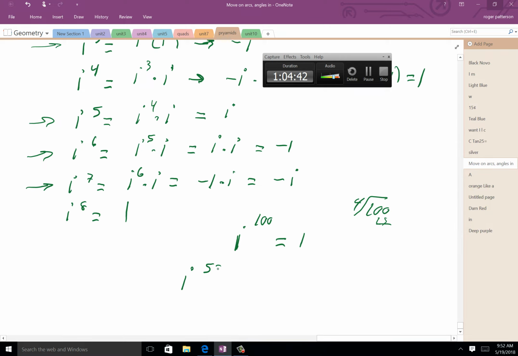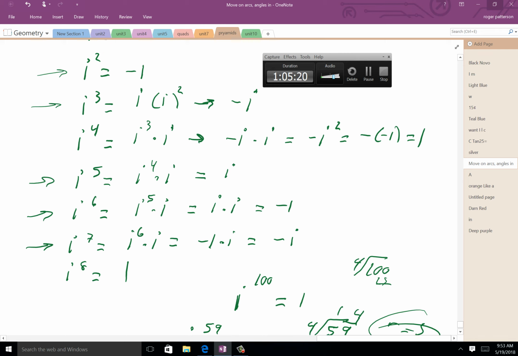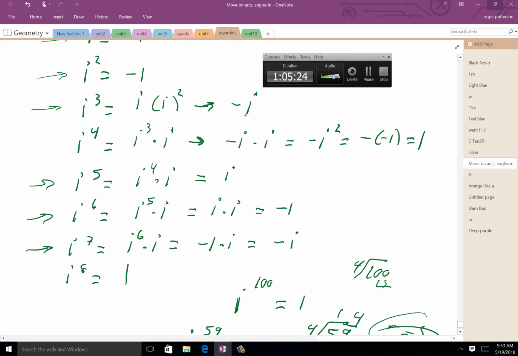i to the 59th. 59 divided by 4. 4 goes in there, let's see, 1, 2, with a remainder of 1, correct? Oh no, hold on. I didn't do that right. So anyway, let's try this again here. It's going to go in there once, so that's 4, so that's 19, 14, 16, with 3 left over, right? Now I got it right. So 3 left over. So I go to my power of 3. My power of 3 says negative i.